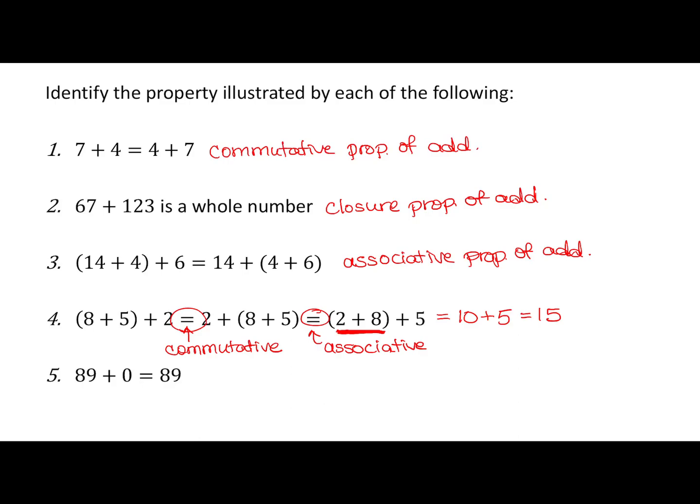All right, what about 89 plus 0 equals 89? Well, we're adding 0 and getting that number back that we started with. That's our identity property.